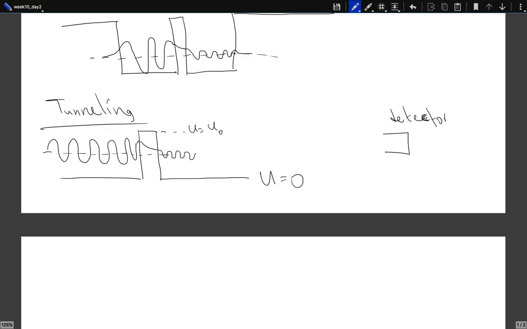Classically, it's not allowed. Sure. That is what we are trying to calculate now. That's the basic concept. So we will see.